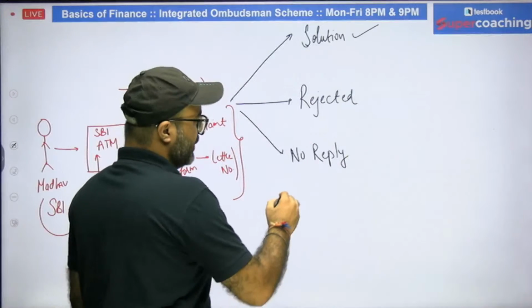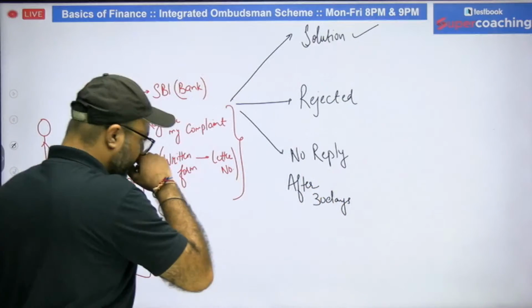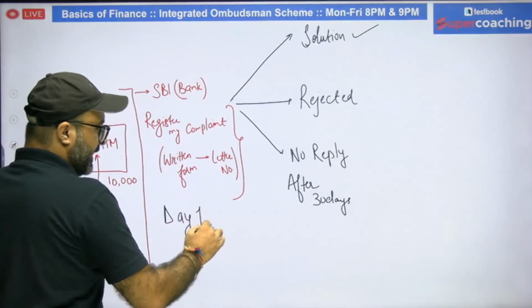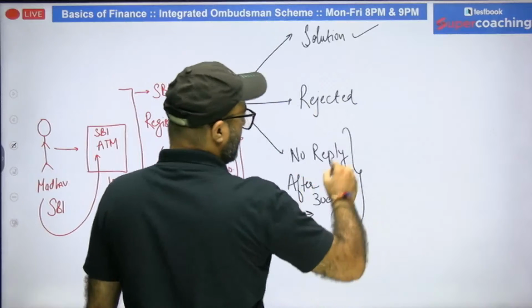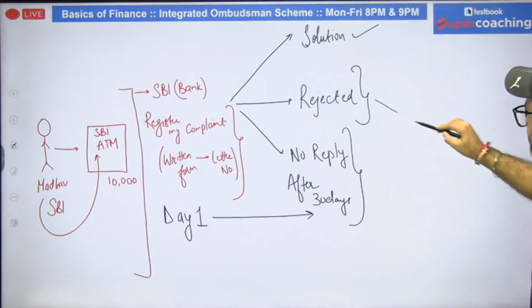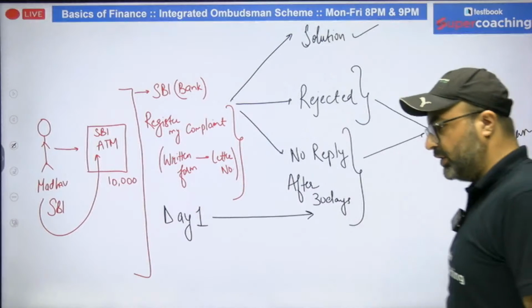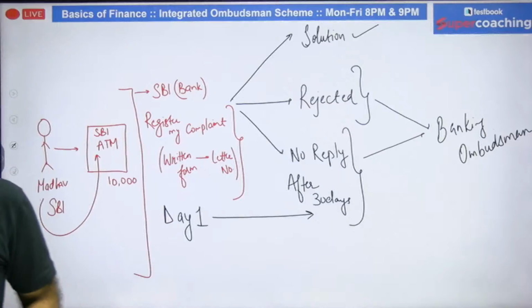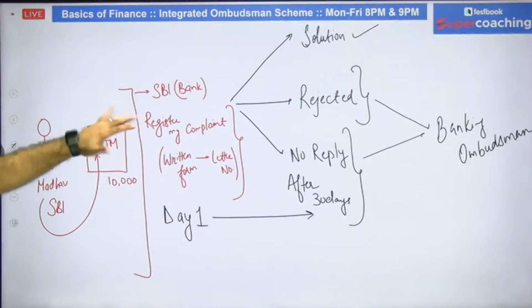Now, if they have given me no reply, then at bare minimum how many days will I wait? I will wait for 30 days. Days will count from here. Day 1, I have registered my complaint, and if after 30 days I have not received any reply, or my complaint is rejected, then in this case I can register my complaint with the banking ombudsman. How can I do that? I can write an email directly, or I can go to the banking ombudsman office which is near me, or the office under which the particular bank branch falls where I registered my complaint.